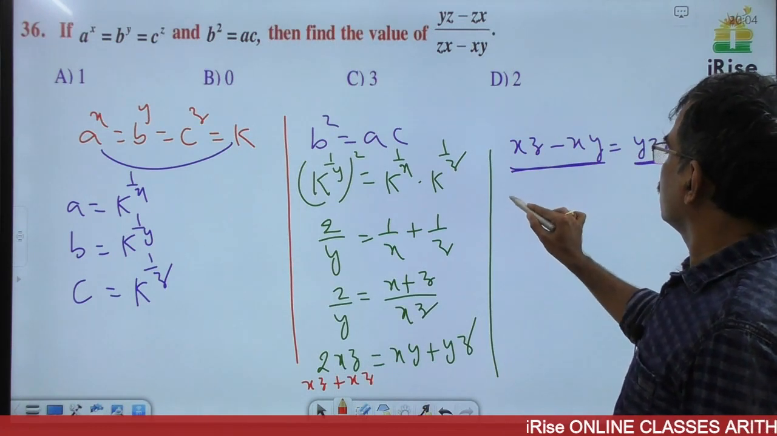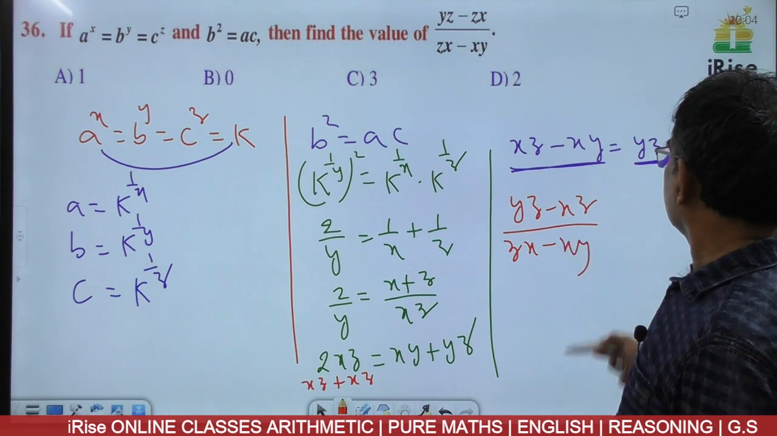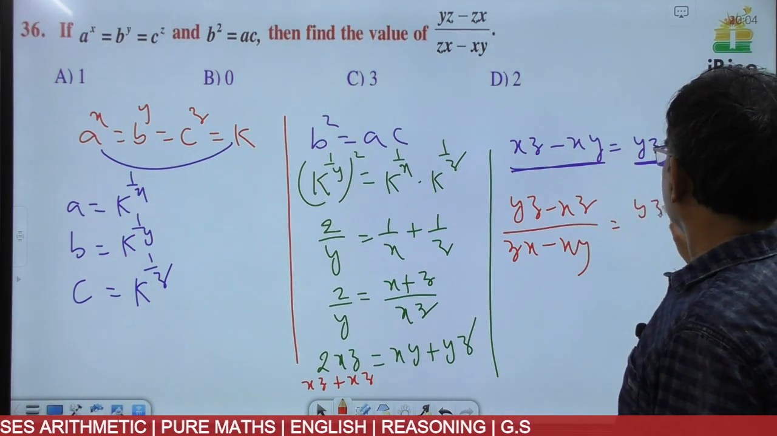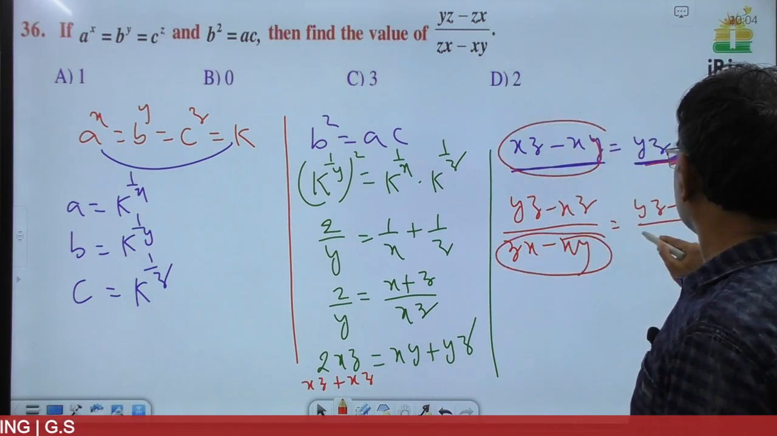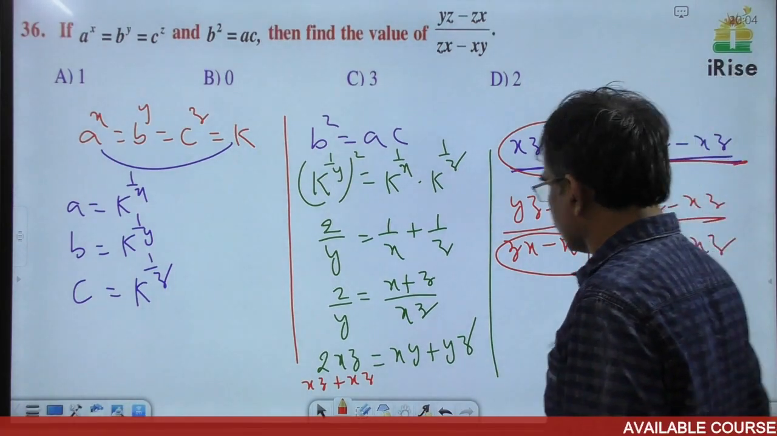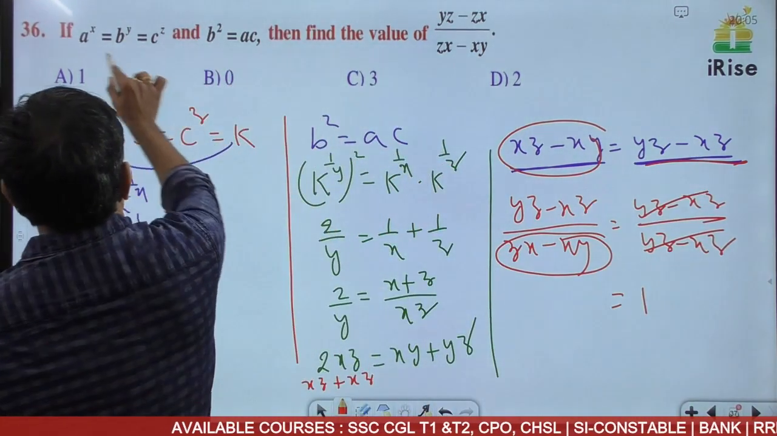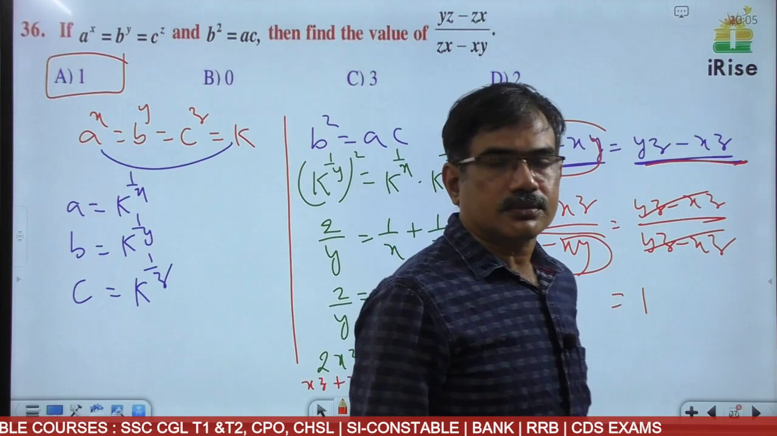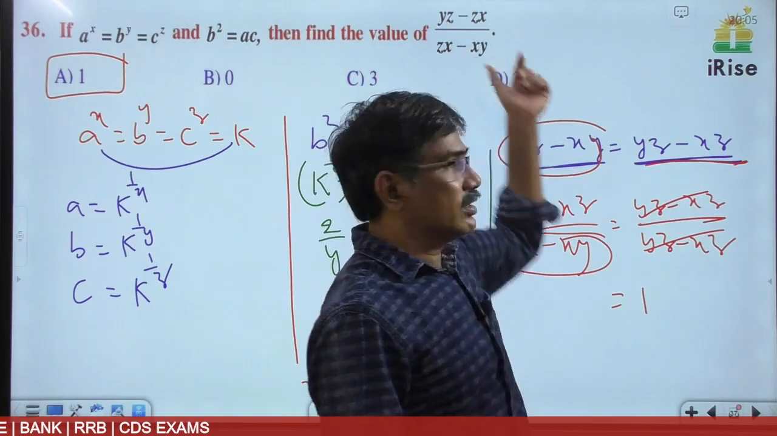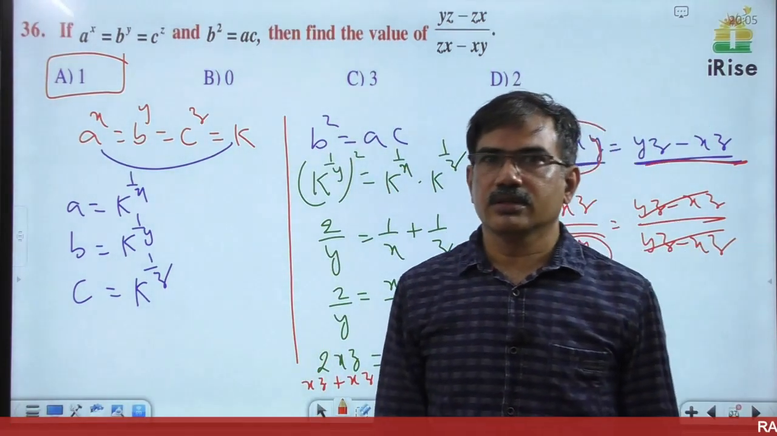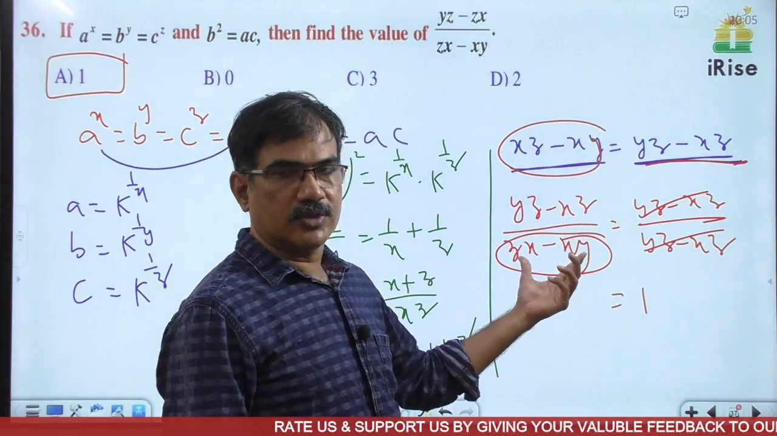This is the question. What is the question? yz minus xz by xz minus xy. This value is the same as this value, so yz minus xz gets cancelled. Both are the same, so the answer is 1. Answer for this question is 1. See, the same condition was given in the previous question also, but the question is different. Okay, understood the condition? Next question.